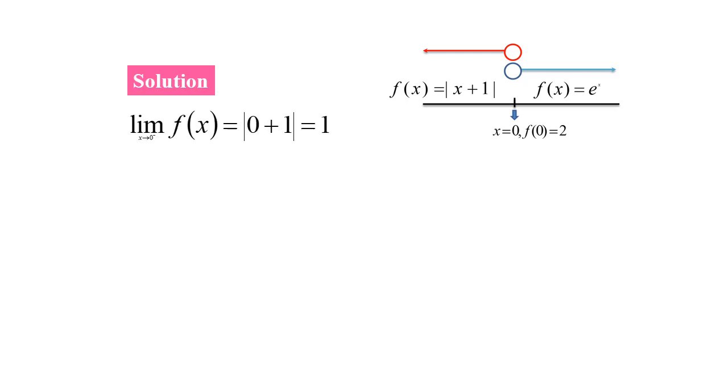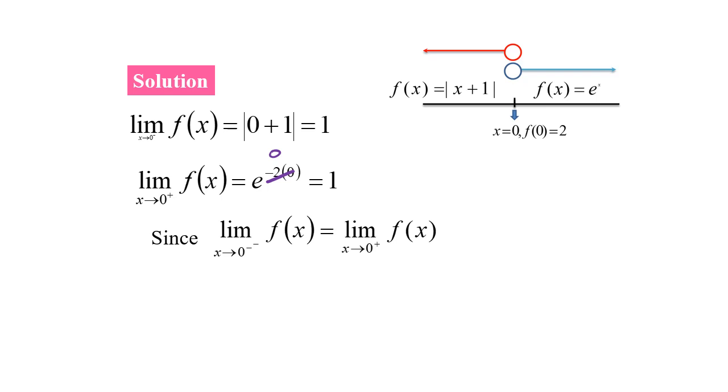Okay, so substitute the value of x equal to 0. We have the limit from the left side equal to the absolute value of 0 plus 1, so equal to 1. And then for the limit as x approaches 0 from the right side, we substitute the value of 0, so e to the power of negative 2 multiplied by 0, so e to the power of 0, which is equal to 1. So both are 1. So the limit exists, and the limit is equal to 1.